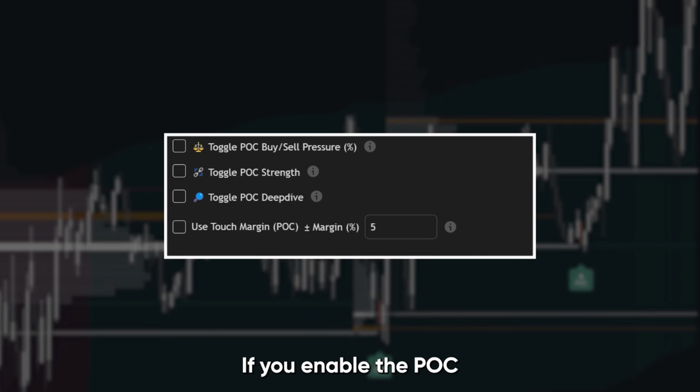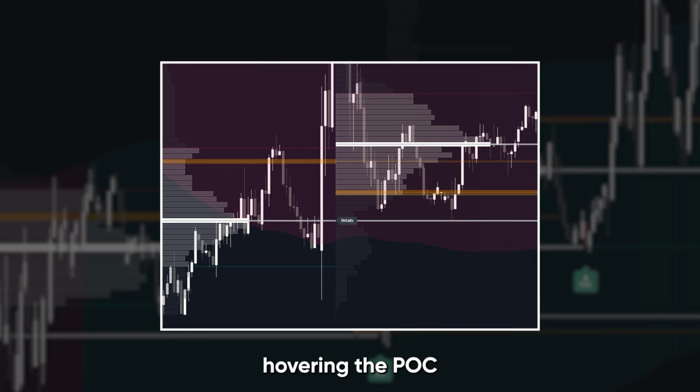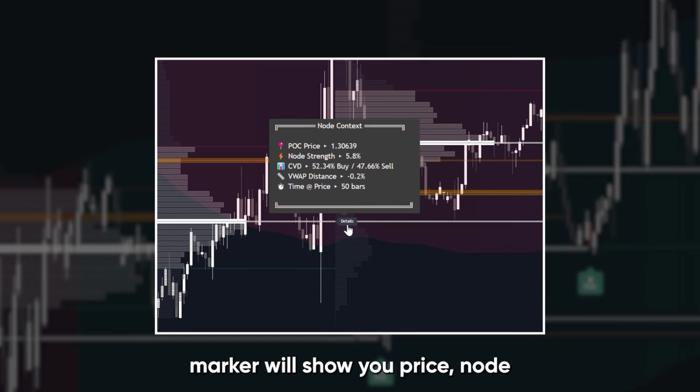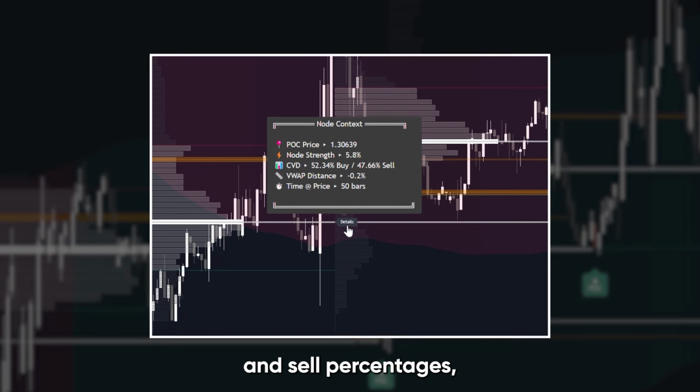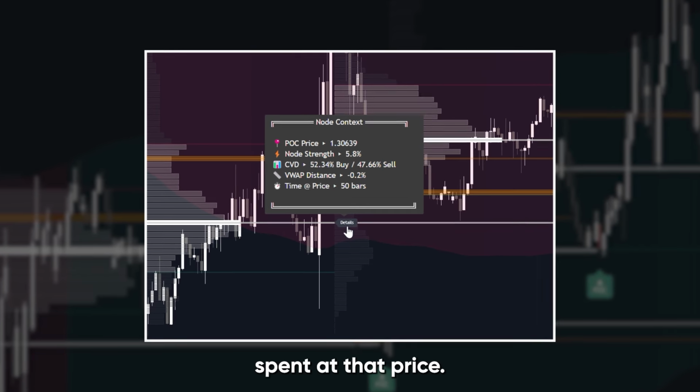If you enable the POC Deep Dive tooltip, hovering the POC marker will show you price, node strength, buy and sell percentages, VWAP distance, and time spent at that price.